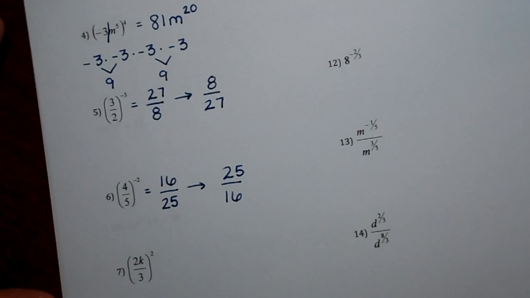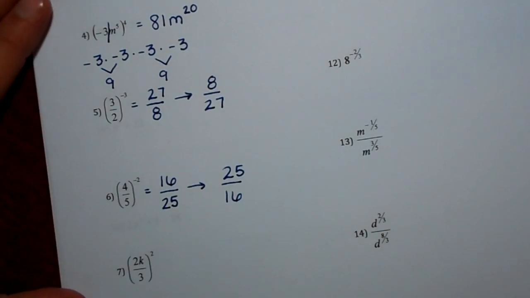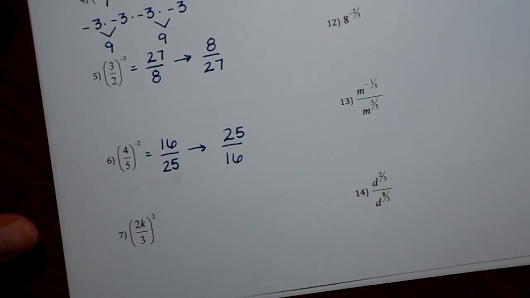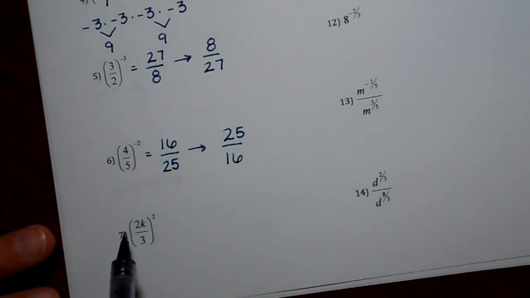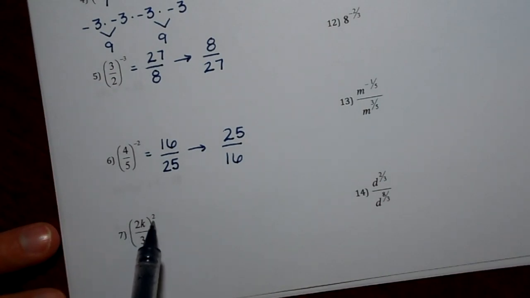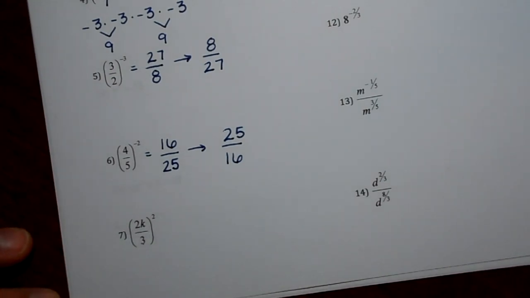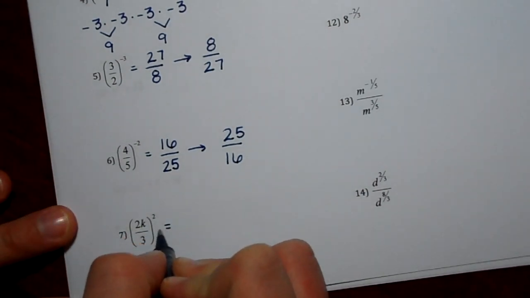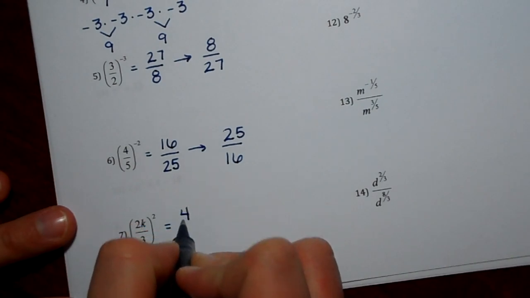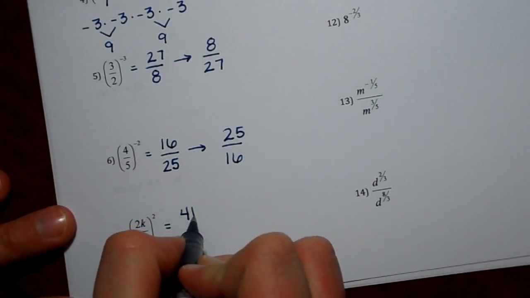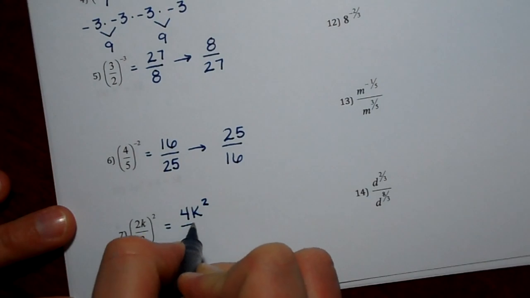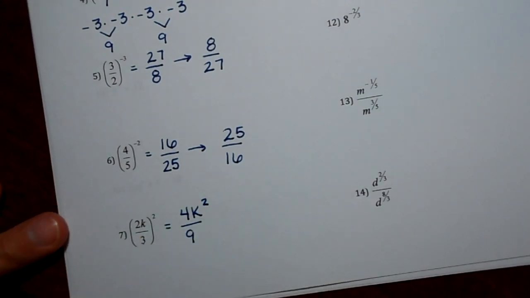And question 7. Question 7 wants us to take 2k over 3 and square it. There are 3 pieces inside the parentheses here. You have a 2, a k, and a 3, and this square needs to apply to all 3 of them. So I need to square all 3 of those things. 2 squared will give me 4. Don't forget to square that k, so that'll become k squared, and 3 squared will give me 9. And that would be your final answer, 4k squared over 9.